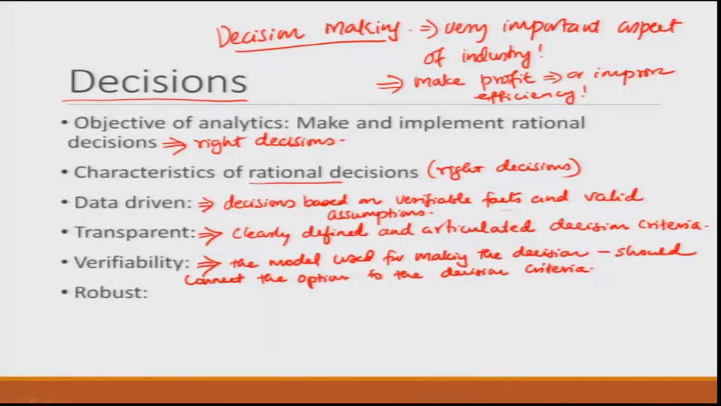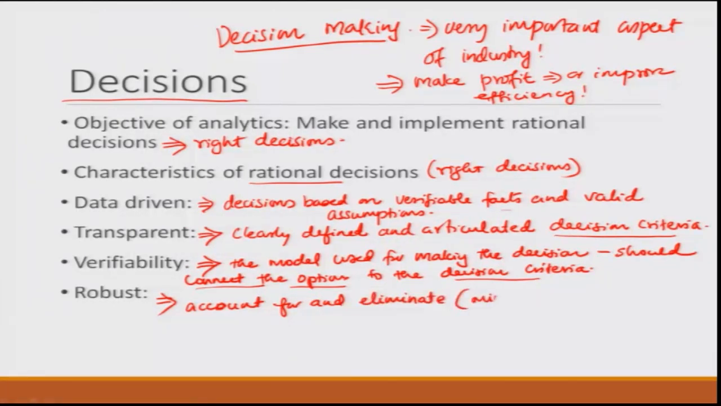So the criteria that you used, the transparency part, should connect with the option, whatever choice you are going to make as the decision. That is important here. Okay. Now, the last part, robustness: the rational decision should also account for bias and eliminate it. If you can't completely eliminate it, minimize the bias.